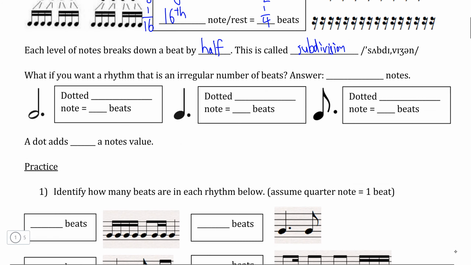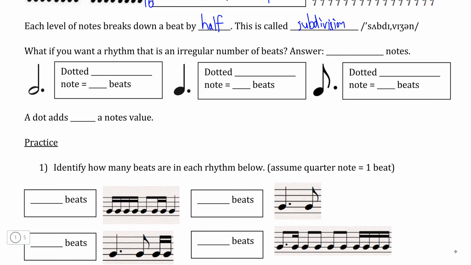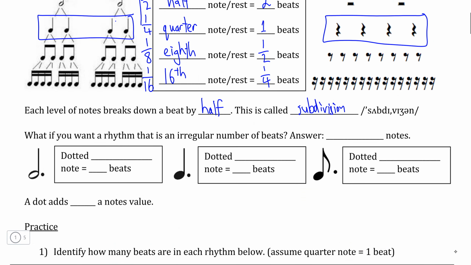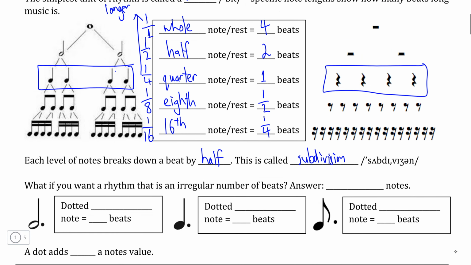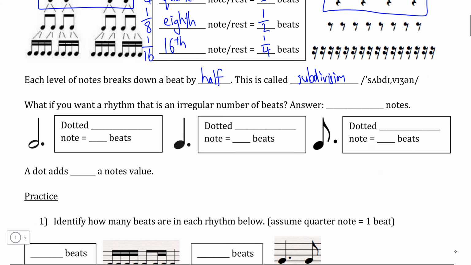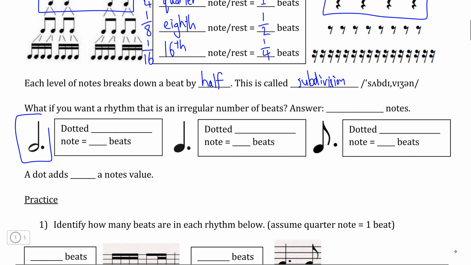Now, the final piece of information that we need to determine is, well, what happens if we want to represent a number of beats that is not divisible by 2, like this? And what happens if we add this dot here? Well, these are what we call dotted notes, not surprisingly, because there is a dot that comes after the note.